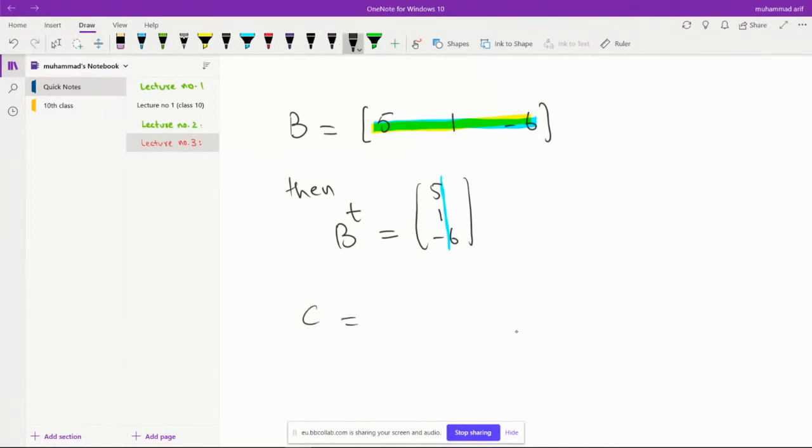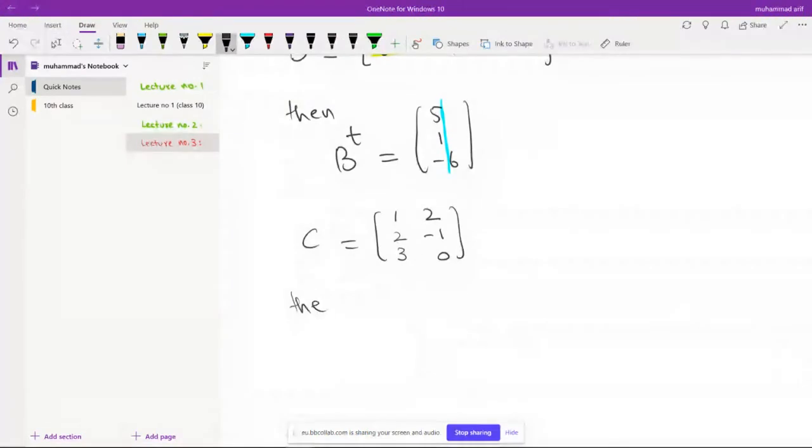Matrix C is equal to [1, 2; 2, -1; 3, 0]. Then the transpose of matrix C, that is C transpose, is equal to, we convert rows into columns. That is, the first row 1, 2 is converted into column form 1, 2. The second row is converted into the second column, that is 2, -1.